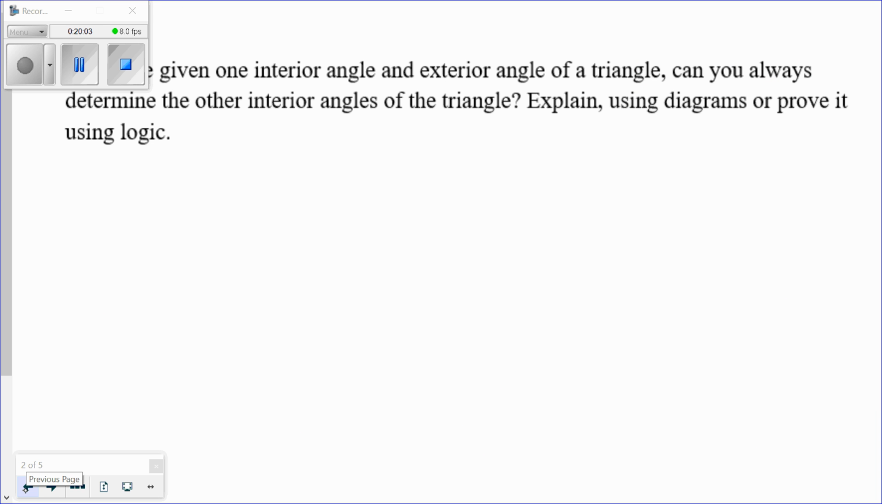So now this is back to question 2. It says if you are given one interior angle and an exterior angle of a triangle, can you always figure out everything else of the triangle?